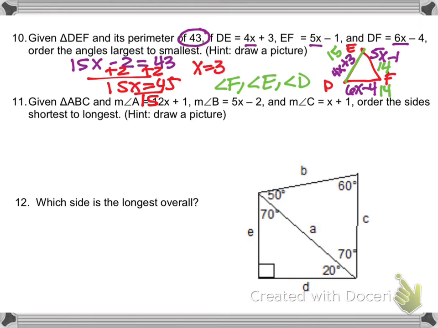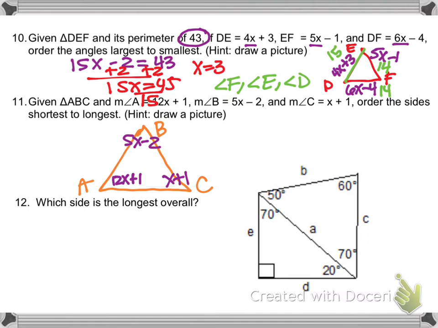All right, the next number 10 is really similar to that one, except this one is giving us the angles. So they say angle, and I'm going to label this ABC. And they say the angle A is 12x plus 1, B is 5x minus 2, and C is x plus 1. And then I'm like, okay, well, what do I know about these angles? These do add to be 180 because we are talking about angles here. So I'm going to add all of these up.